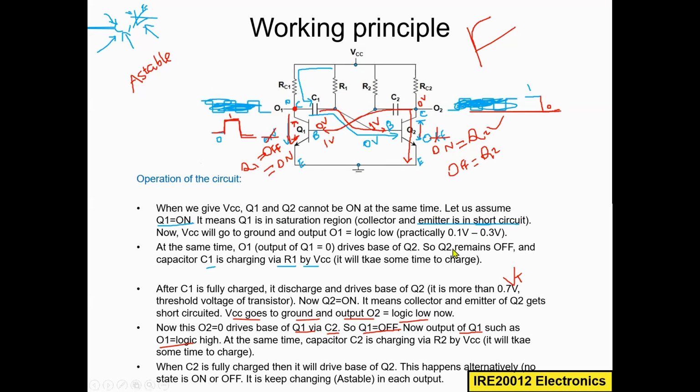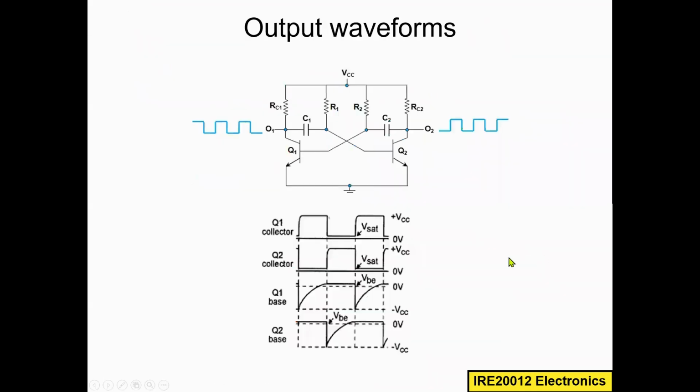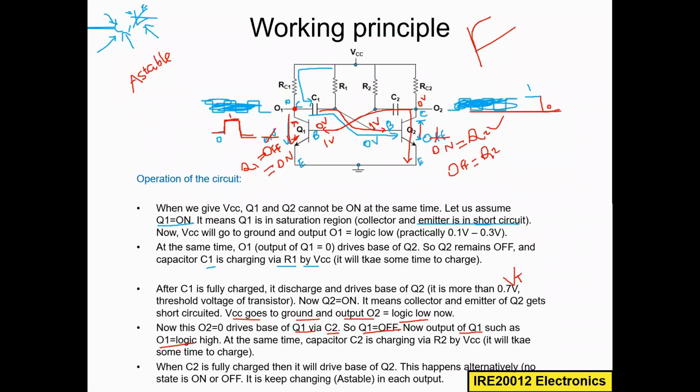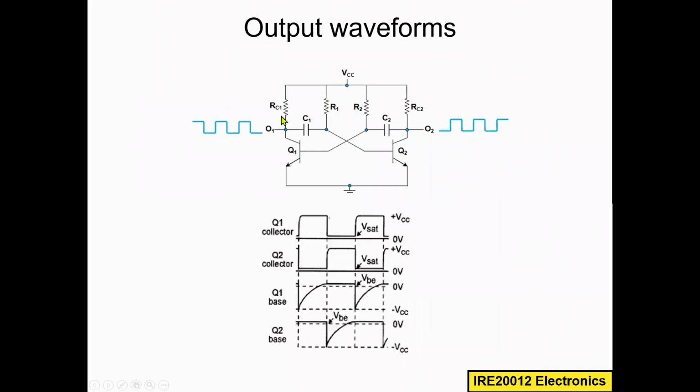So maybe I will try to explain one more time. Here you can see we are applying the VCC, and whenever you apply the VCC the first time, initially we assume Q1 is on, Q2 is off. Q1 is on means there is a short circuit, so this collector voltage will go to the ground. So the collector is becoming 0 now.